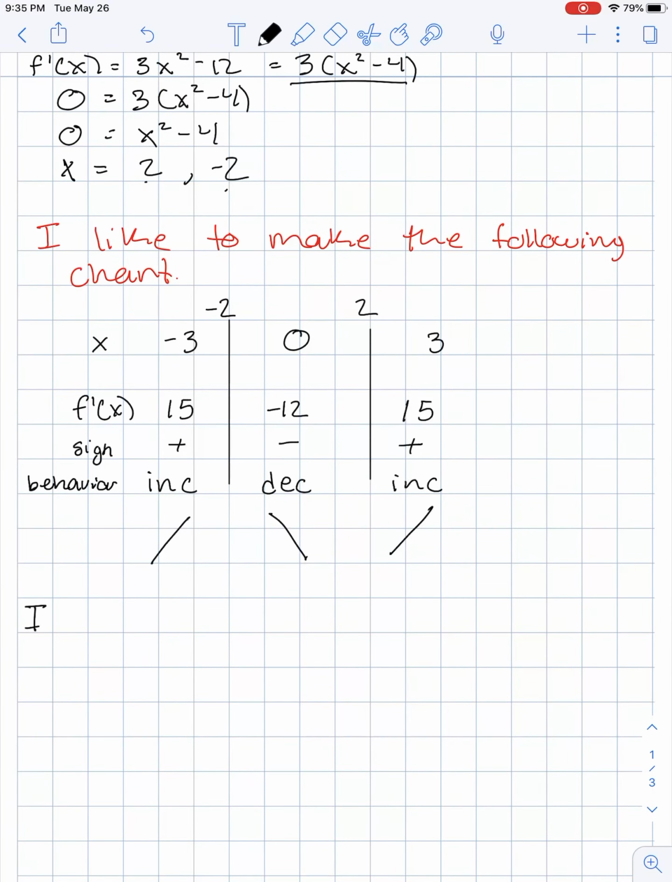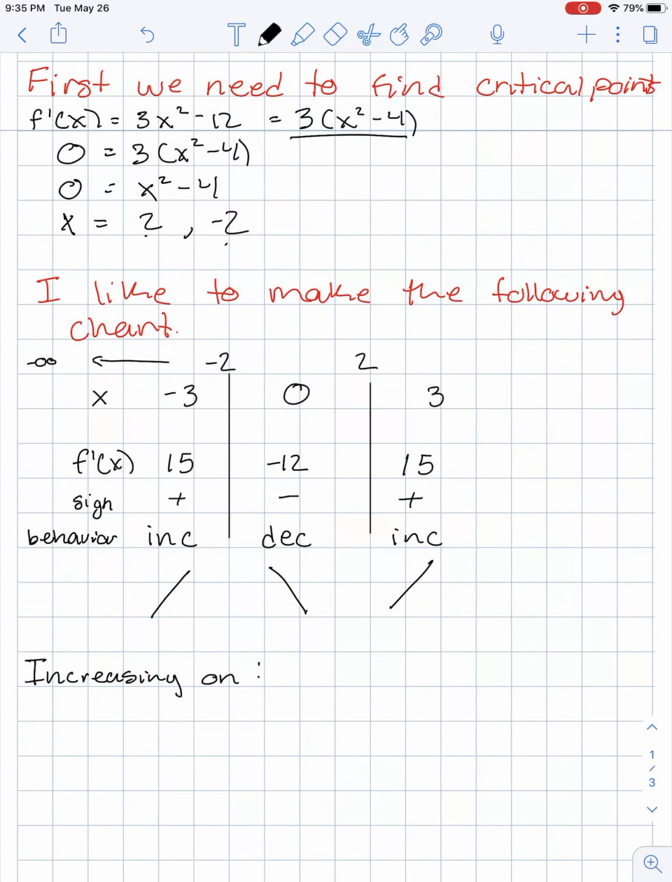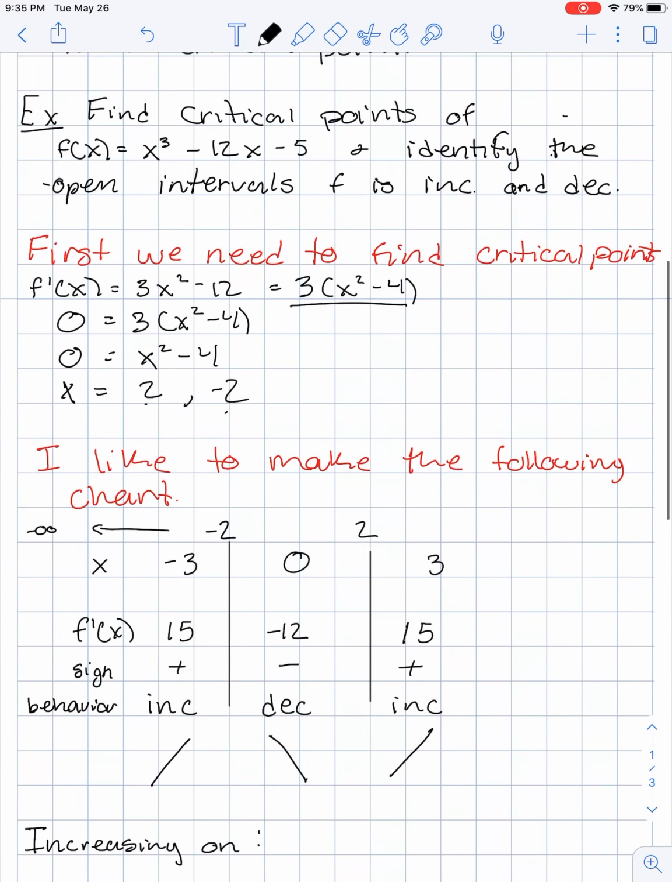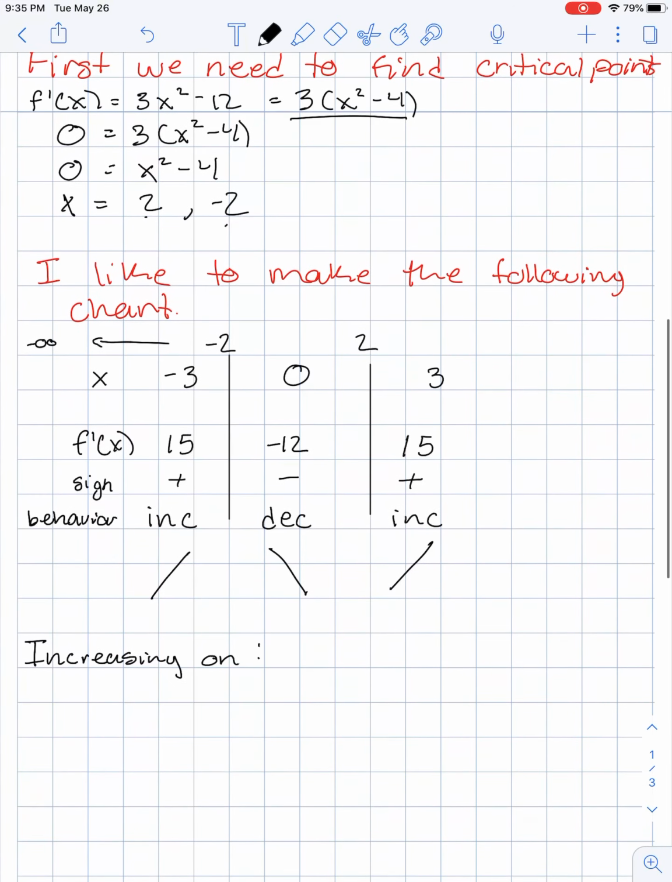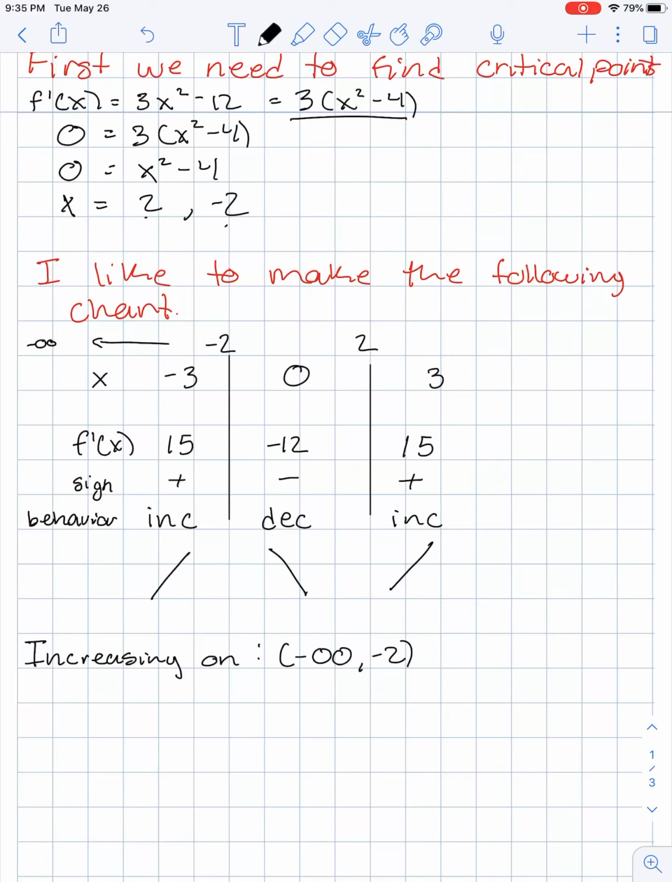Then you're going to come down here and write, you can't just give me a chart as an answer. So we're going to say we're increasing on, so this -2 here, I'm increasing all the way down into negative infinity, right? This function has no problem plugging in. Its domain is all real numbers. So we're going to go all the way to negative infinity for this first interval, and all the way to -2.